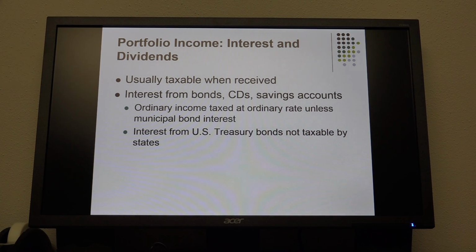Interest from bonds, CDs, and savings accounts is taxed at ordinary income tax rates, unless one or more of these bonds is a municipal bond. And if you recall, municipal bonds are not taxed. They're non-taxable.